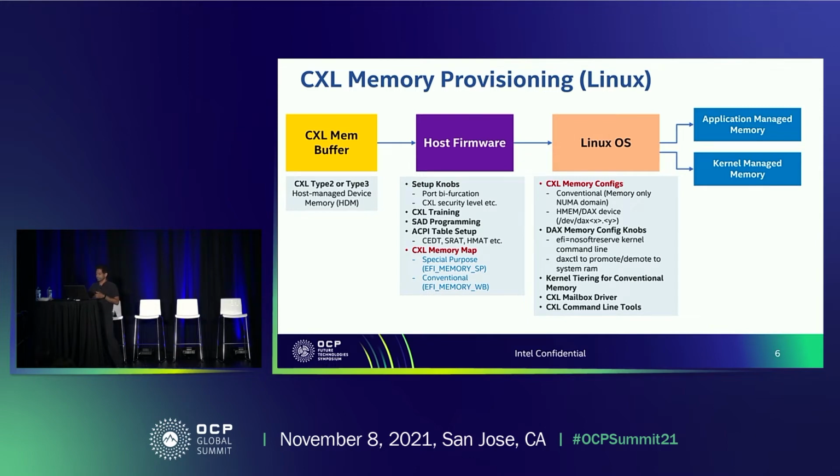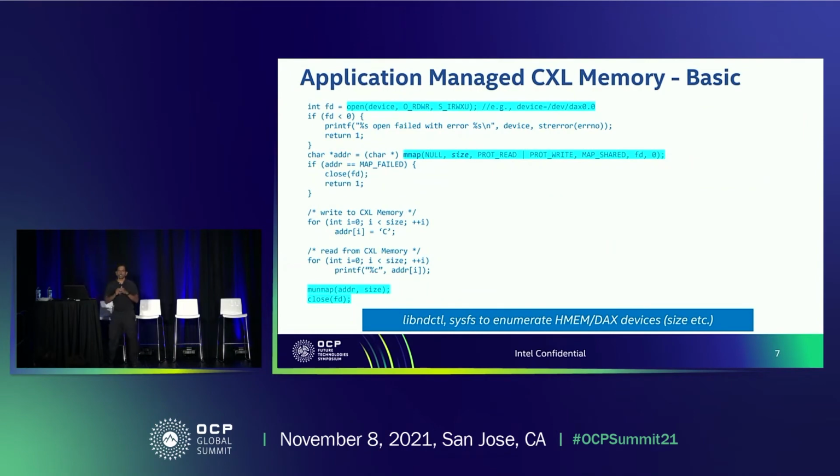Once the memory is exposed, then you have two different ways of consuming. One is through the application managed memory, where the application completely owns managing the CXL memory buffer, or the kernel manages it transparently to the application space. Those are the two different constructs. So let's take a look at application managed. I have three different examples on how we can consume within the applications.